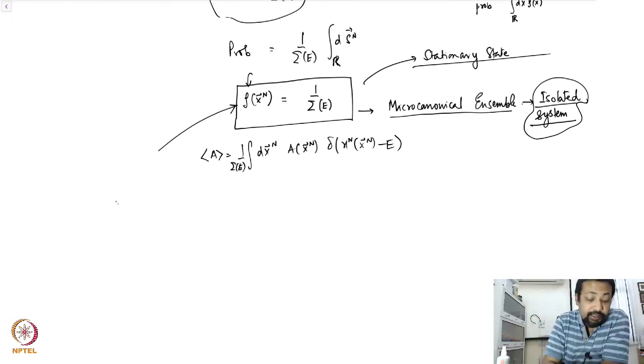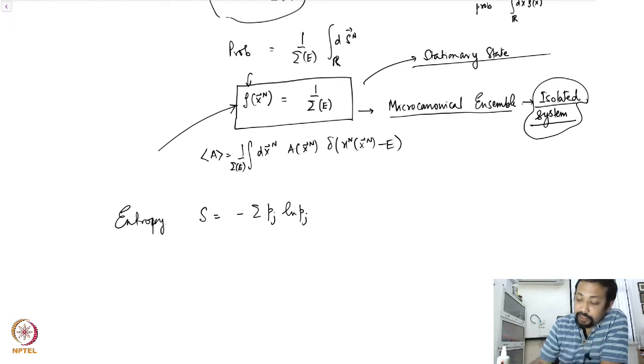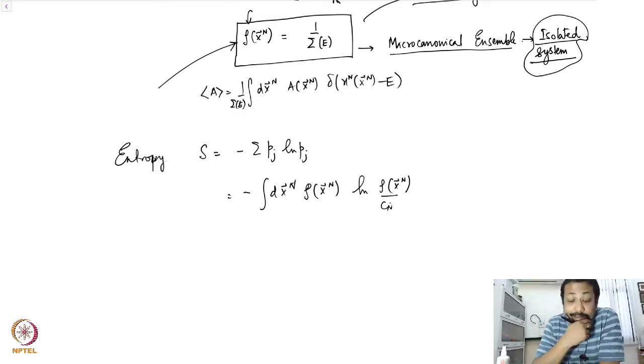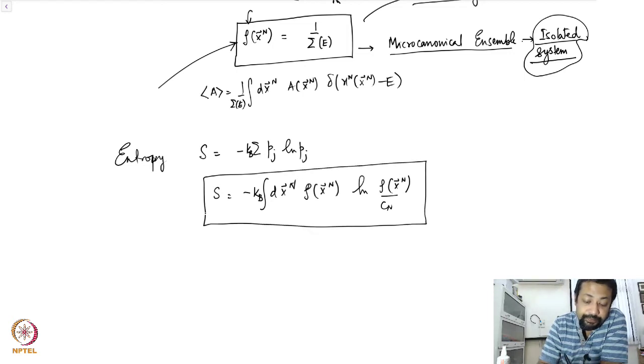The bridge is given by the statistical entropy, or we will just write down entropy S as minus sum over pj ln pj, except now we have minus the integral dxn rho xn ln rho of xn divided by cn. But clearly what we are interpreting as entropy does not have the dimension of entropy. So what we introduce is a Boltzmann factor kB, right?